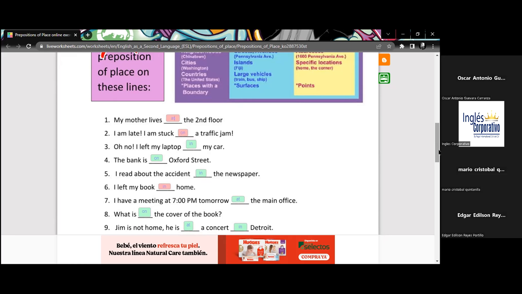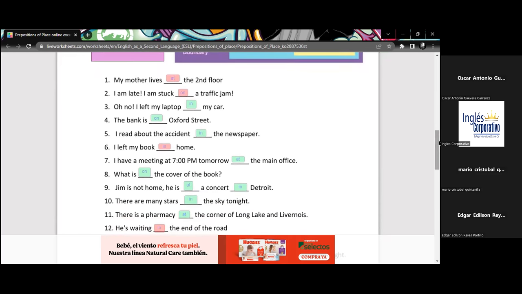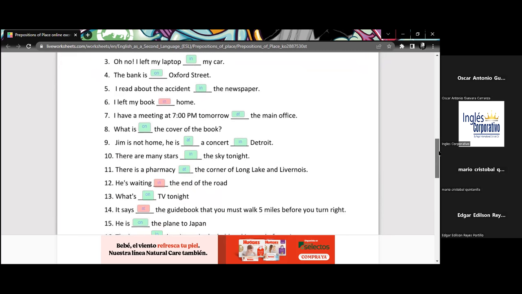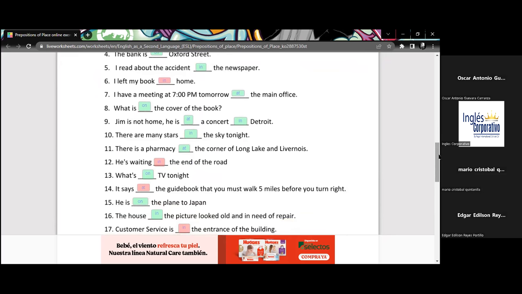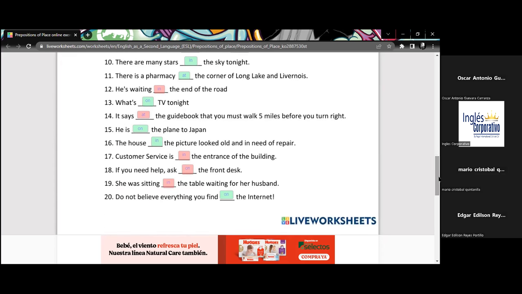¿Cuál es la otra que les salió ahí? La 6. I left at home. At home. Y la 10, la 12: he's waiting. Recuerden que cuando son puntos específicos, está esperando al final de la calle, la carretera. Ok, in the guidebook. In the guidebook. ¿Cuál es la otra que tiene ahí? La 17. Ah, ok, lo mismo.